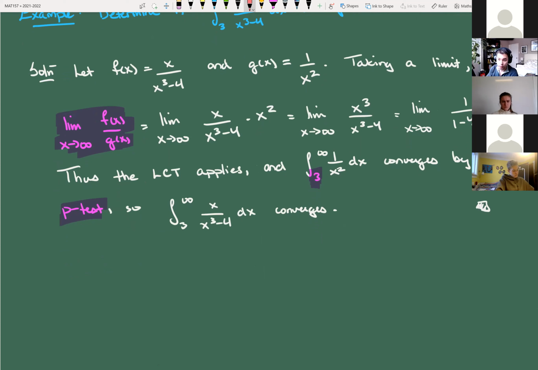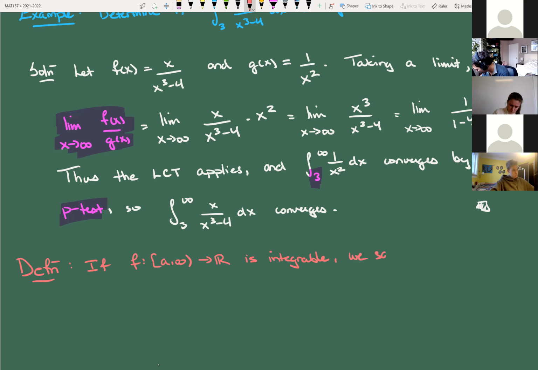So the first thing we have to do is talk about a definition. This is a very weird definition. Okay, so if f mapping from a to infinity to R is integrable, we say that, here's the weird thing, it is absolutely convergent.